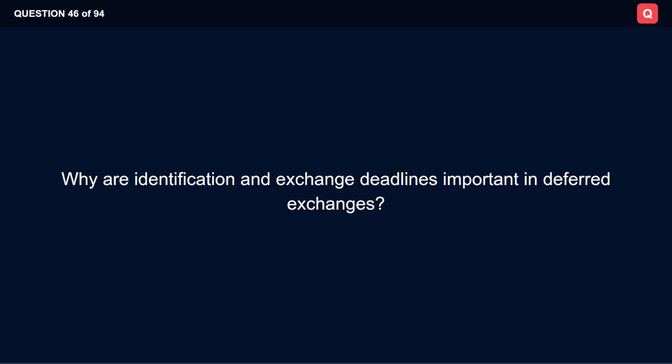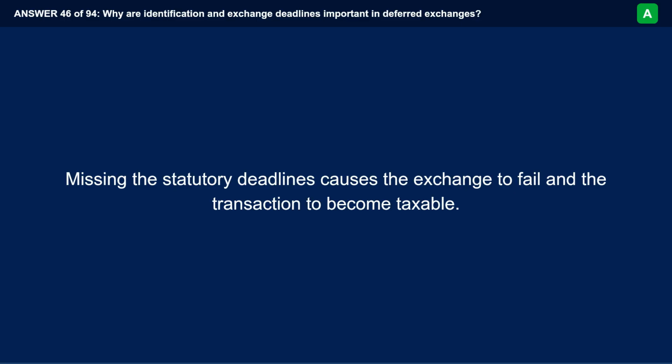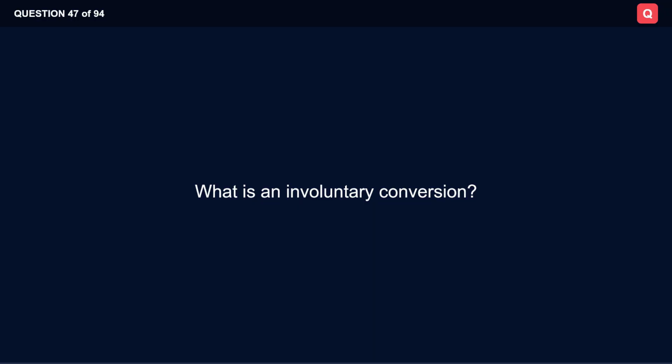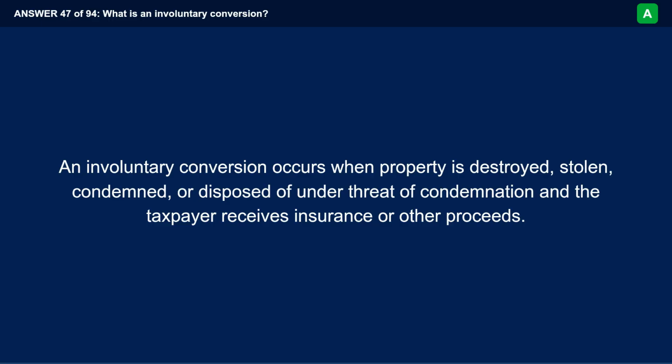Why are identification and exchange deadlines important in deferred exchanges? Missing the statutory deadlines causes the exchange to fail and the transaction to become taxable. What is an involuntary conversion? An involuntary conversion occurs when property is destroyed, stolen, condemned, or disposed of under threat of condemnation, and the taxpayer receives insurance or other proceeds.